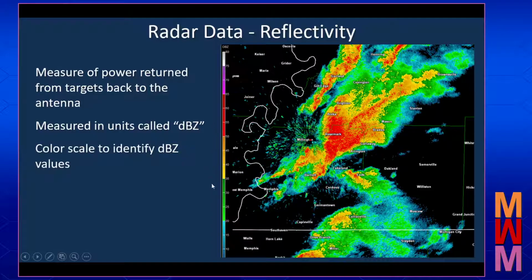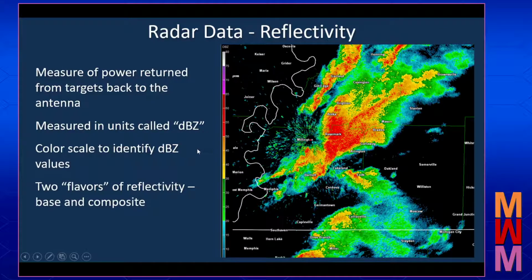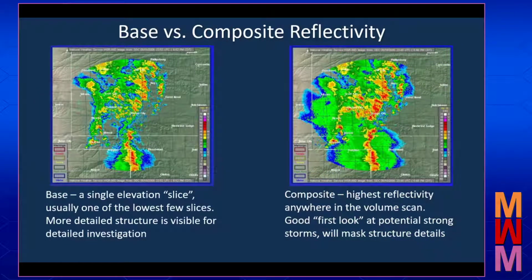What is important, though, is that all the radar images will typically have a color scale off to the side to show you what dBz value is represented by what color. And there are two main flavors, two main types of reflectivity that you may see on your app or the website that you're looking at: base reflectivity and composite reflectivity.